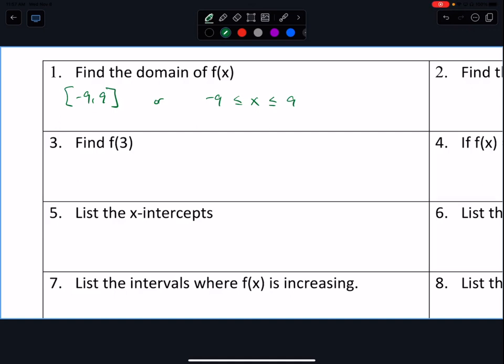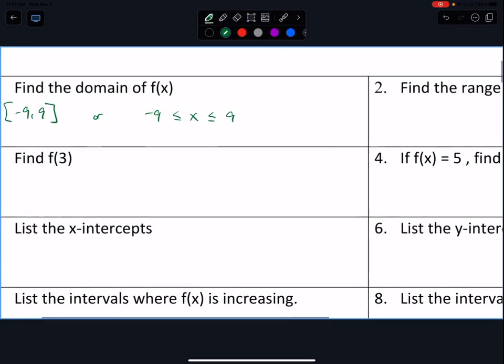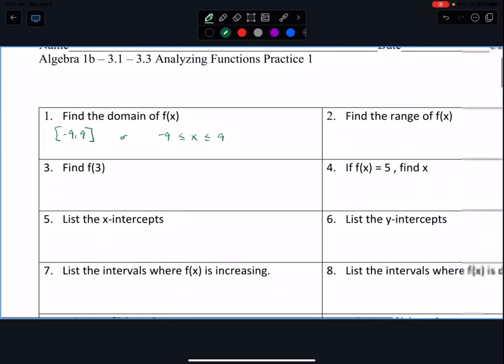All right, so domain, range, how far to the left, how far to the right. Your domain, sorry. Your range. Now what? What's the difference now? The range is how what?